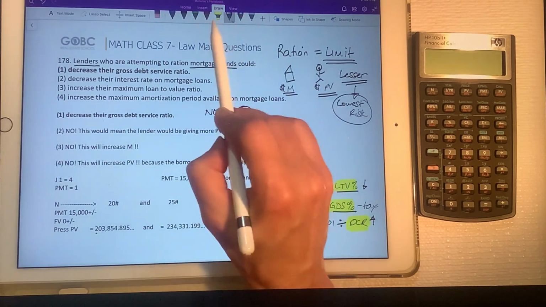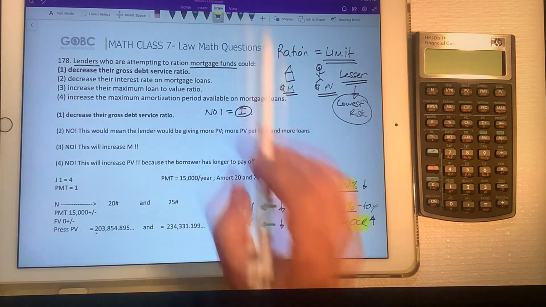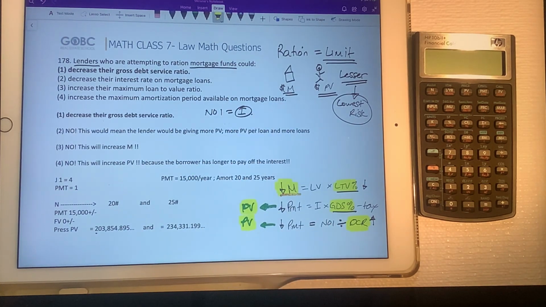When we find our payments for these ones, what do we do with the payment? Well, we use it to find the PV. And so the PV is also the amount of the mortgage funds. So you can see that if we limit those percentages, then we can limit the M and the payment, which will then limit the PV for the payment formula.